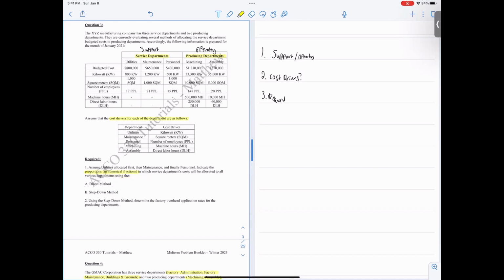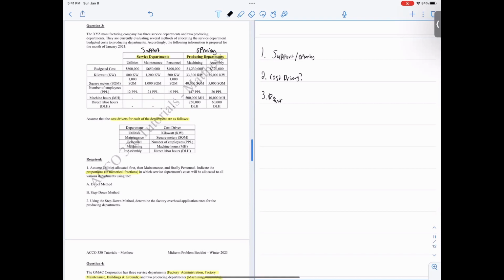Like I said, this is a question that's come up on the exam recently. They don't want you to allocate the cost. Instead, they want you to see the proportions, what proportions you would have used if you were to allocate the cost. So $800,000 times what proportion for utilities? That's an example. I'm going to show you how to answer this type of question because it's the type of thing you should expect on your exam.